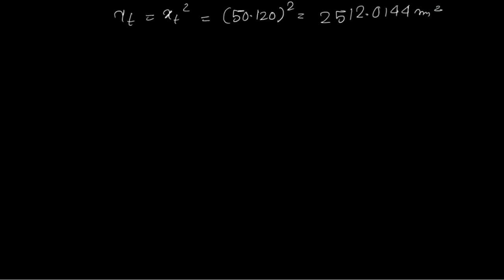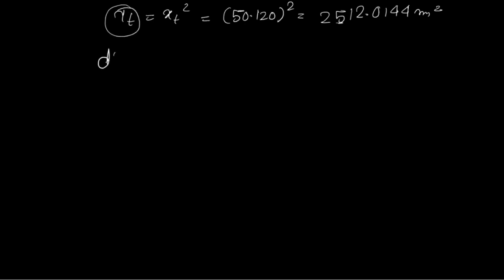So what would be yt, the true value? yt is xt square. We know that xt now has the value 50.120, so that is 2512.0144. So this is just a very simple problem. We can eliminate this error initially in the measurement, and now we are calculating the true value of the area, that is yt.